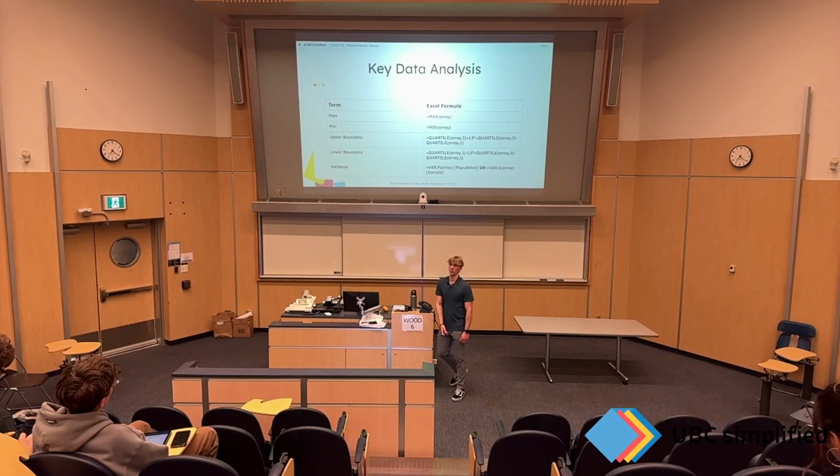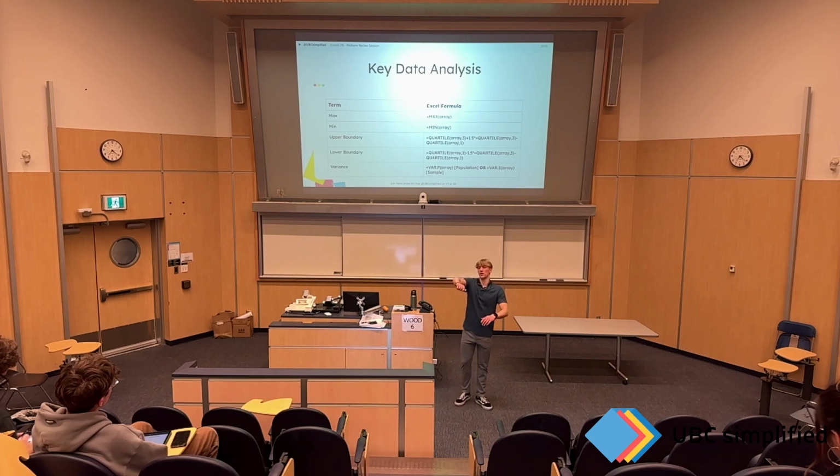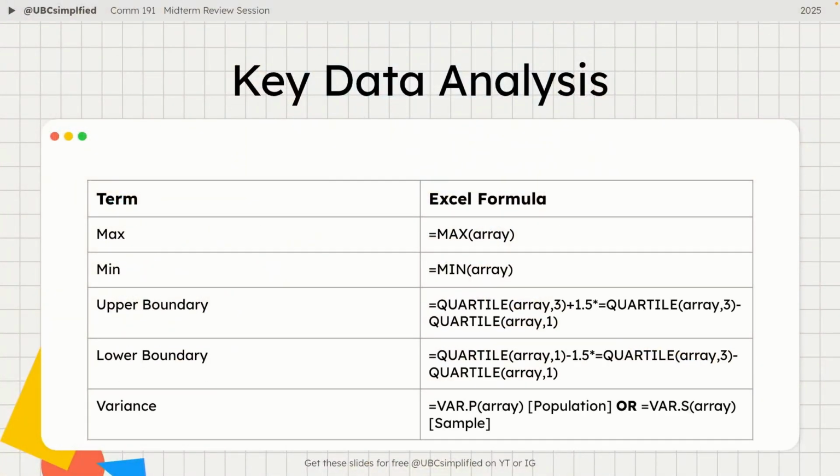There's some more formulas here. So the max, that's just your highest point. The min is your lowest point. And then this is what I was talking about for the upper and lower boundary. Basically just invisible lines of where we classify outliers to be, whether they're above that or below that.